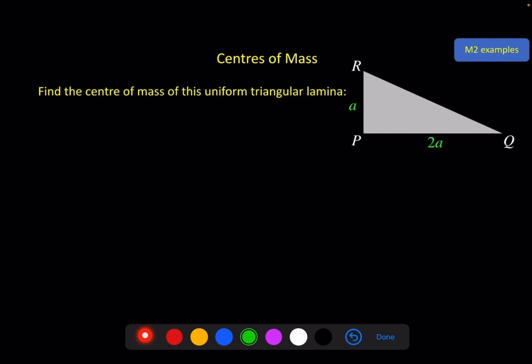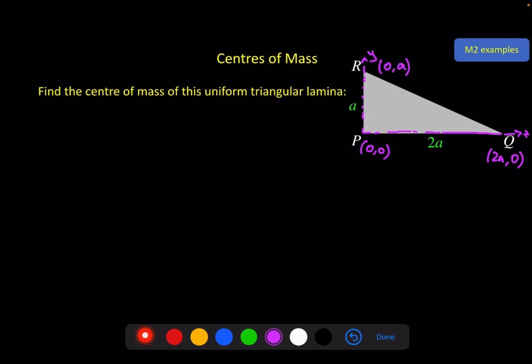Second example, find the center of mass of this uniform triangular lamina. We're getting a lot of triangles here because the rectangles and the circles aren't really very interesting, and this one is a little bit more interesting. Here we're going to put on our own coordinate grid, so I'll choose P as my origin point, so the x-axis is over here, and the y-axis is up here. That gives me coordinates 0, 0 for P, for Q, 2a, 0, for R, 0, a.